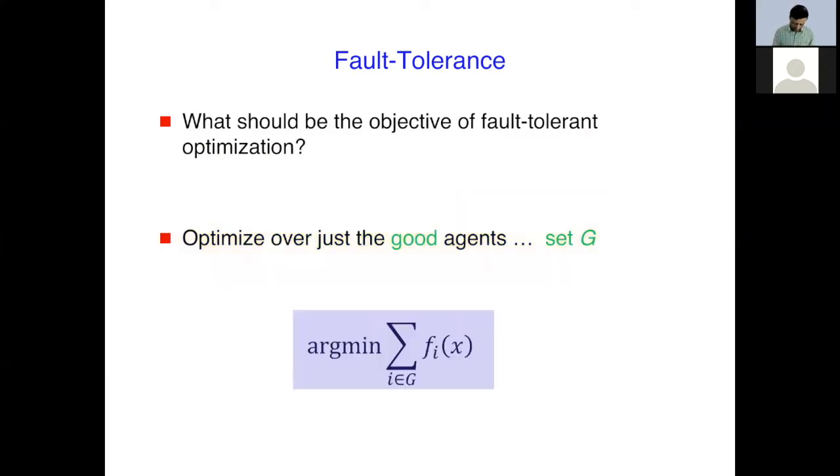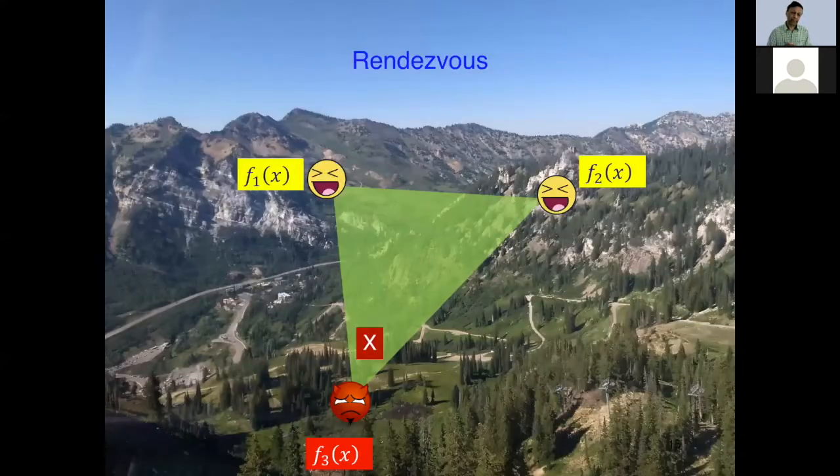And so this is what I mean. We want to minimize the aggregate cost over just the good guys, the good agents in the system. Now, of course, the big problem is that we don't necessarily know which agents are good and which agents are faulty. And yet this is a reasonable goal to try to achieve. The question, of course, is can you in fact achieve this goal? And that's what we're going to talk about today.